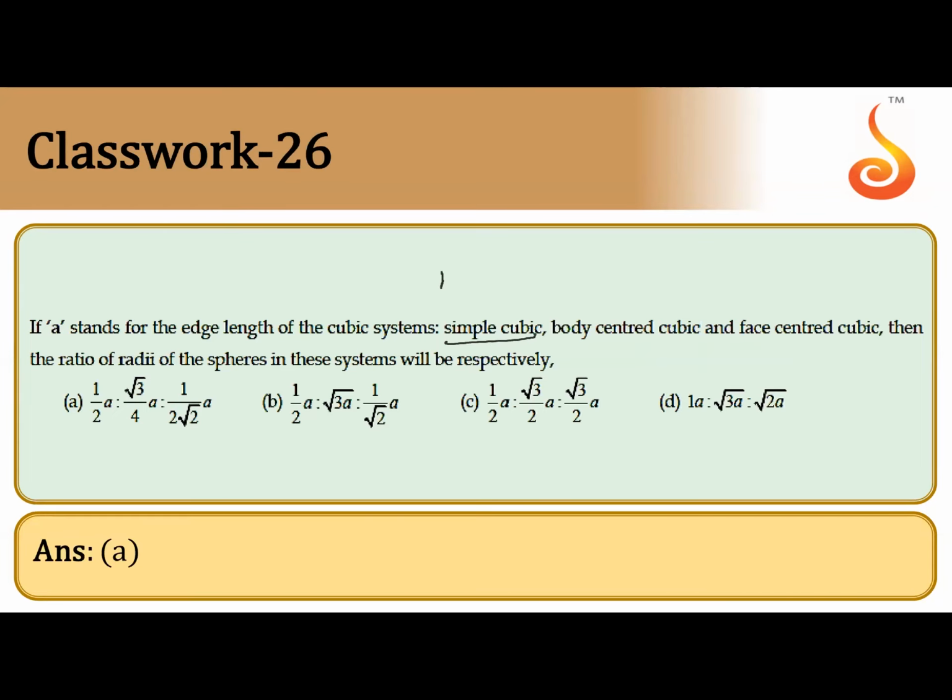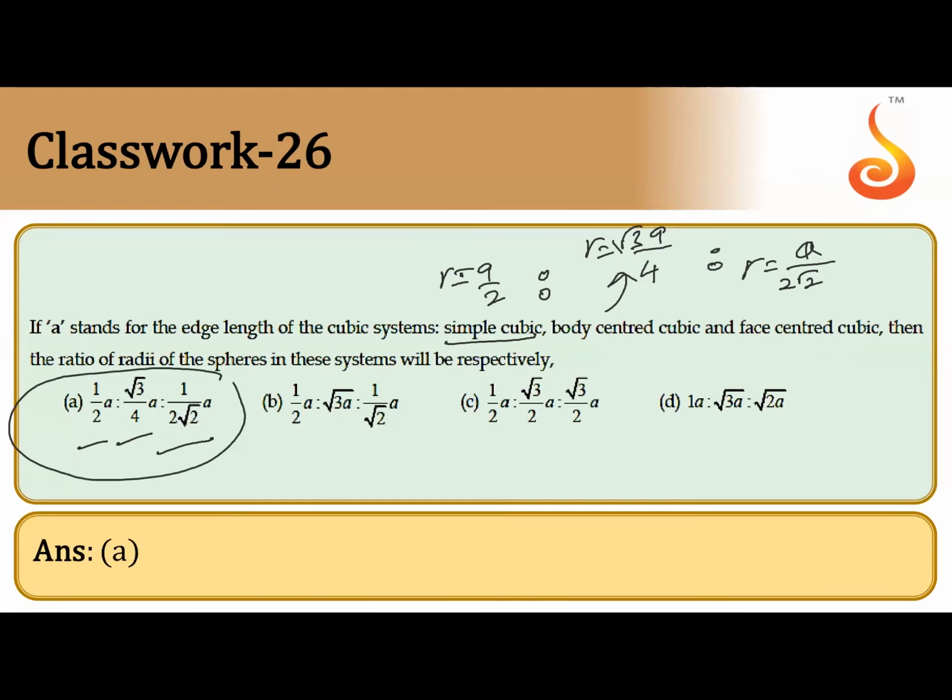Simple cubic: r is equal to a by 2. Body centered cubic: r is equal to root 3 a by 4. Next, face centered: r is equal to a by 2 root 2. So if you take these three ratios of radii, a by 2 is to root 3 a by 4 is to a by 2 root 2, option A is correct. In the packing fraction derivation, you will get these radius-edge length relationships.